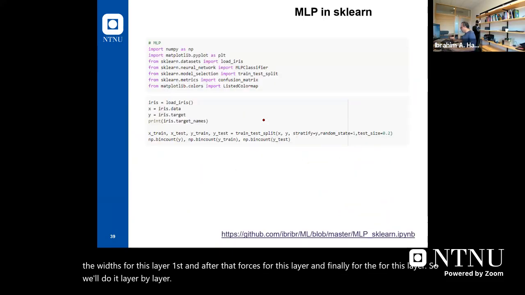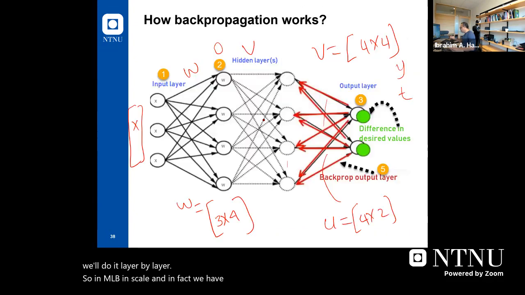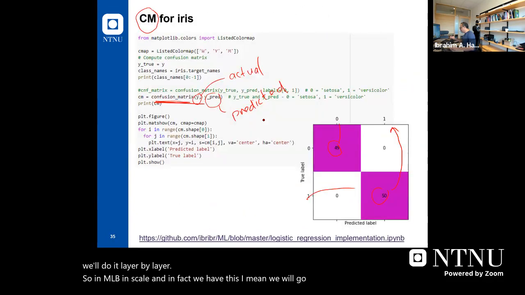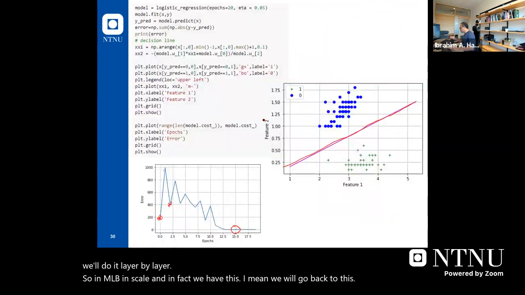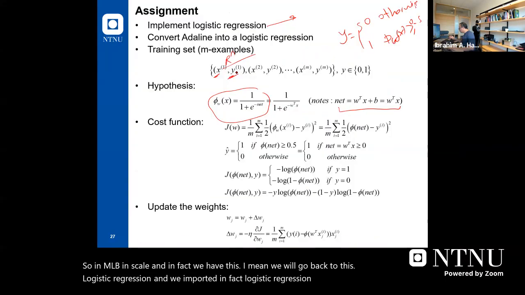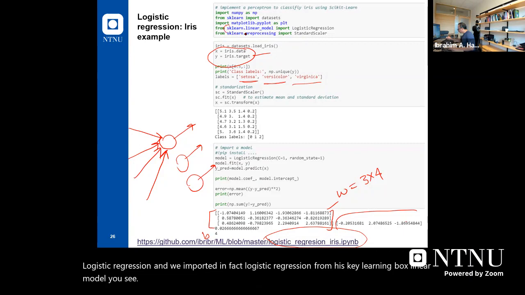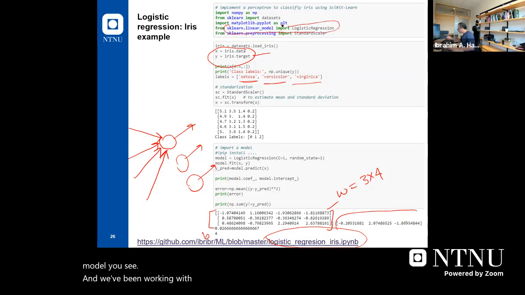So in MLP, in sklearn, in fact, we have this. We will go back to this. Logistic regression: we imported logistic regression from sklearn.linear_model, do you see? And we have been working with logistic regression, for example. Logistic regression is a kind of linear model. So we import logistic regression from sklearn.linear_model, right? We import this one from linear model.